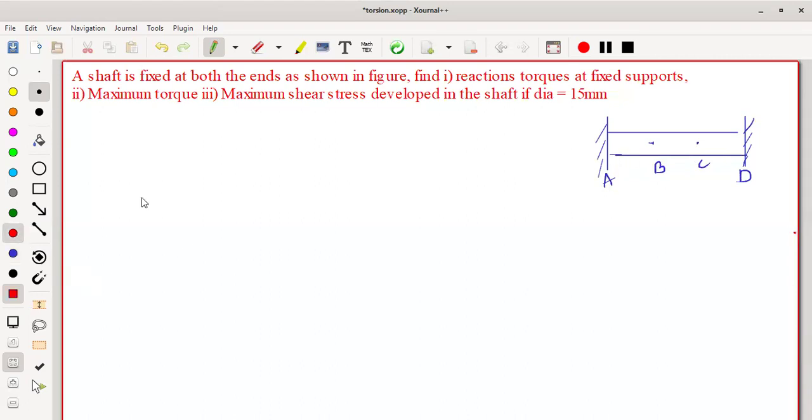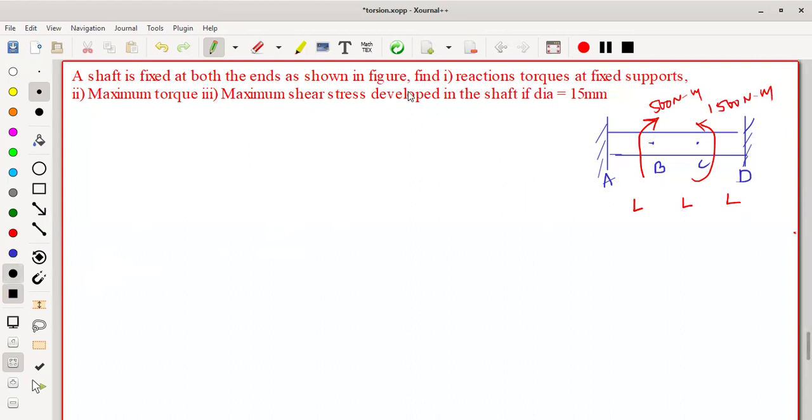So here the shaft is subjected to a twisting moment like this. It is 500 Newton meter, and at C we also have another twisting moment, which is 1500 Newton meter. The length from here to here is L, from here to here it is L, and from here to here it is L. So this problem we have to solve.